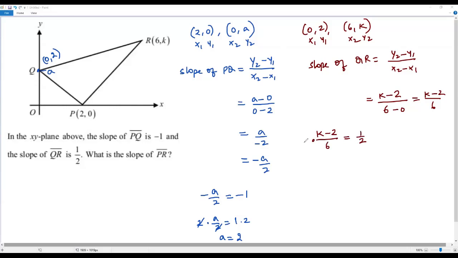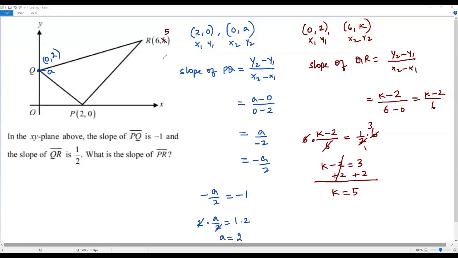Now let's solve for K in this equation. Let me multiply both sides of this equation by 6. Then this 6 will cancel out. K minus 2 equals, 2 goes into 2 1 times, 2 goes into 6 3 times, 1 times 3 is 3. Now let me add 2 to both sides. When I do so, this negative 2 and positive 2 will cancel out. I'm getting K equals 5. Okay, now I got the value of K. Here at the point R, we can replace this K by 5.